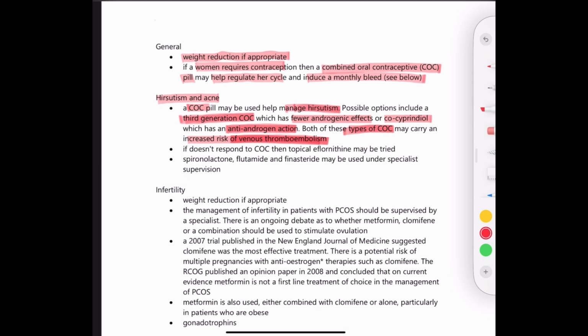Okay. If it doesn't respond to the oral contraceptive pill, then topical eflornithine may be tried. So for fewer androgenic effects, a third generation contraceptive pill will be given, or co-cyprindiol. But both types of contraceptive pills carry a risk of venous thromboembolism. Now, if it doesn't respond to oral contraceptive pills, you have to give topical eflornithine, right? Now, spironolactone, flutamide, and finasteride may be used under specialist supervision.